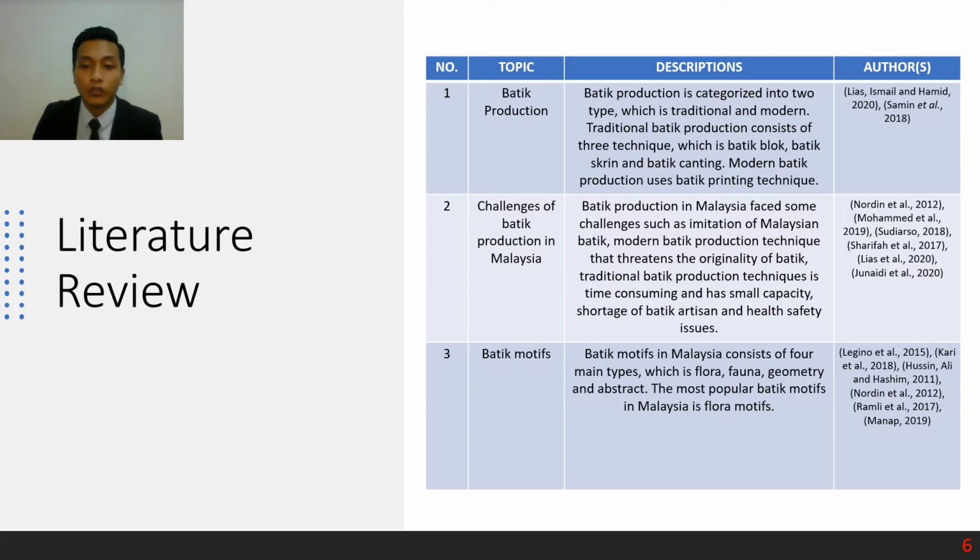The next topic is batik motif. Batik motif in Malaysia consists of four main types, which are flora, fauna, geometry, and abstract. The most popular batik motif in Malaysia is flora motif.